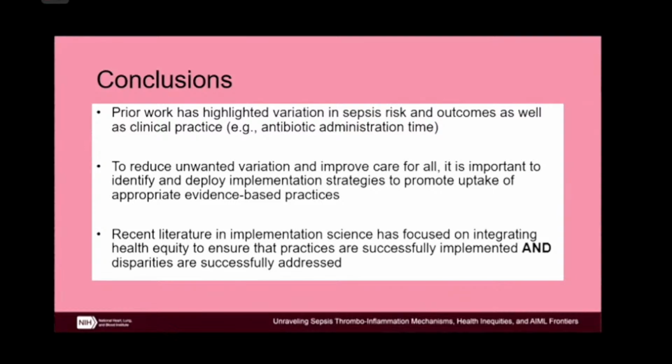Like I mentioned, we can reframe the sepsis disparity question potentially in terms of unwanted variation in sepsis risk and outcomes, as well as clinical practice. And we have potentially effective tools to help reduce unwanted variation and improve care for all simultaneously. But it's important to use theory to derive these implementation strategies. And then lastly, we want to focus on these two goals at the same time, which is achieving successful implementation of evidence-based practices that will help improve sepsis care, and also ensuring that disparities are successfully addressed as well. Thanks so much.